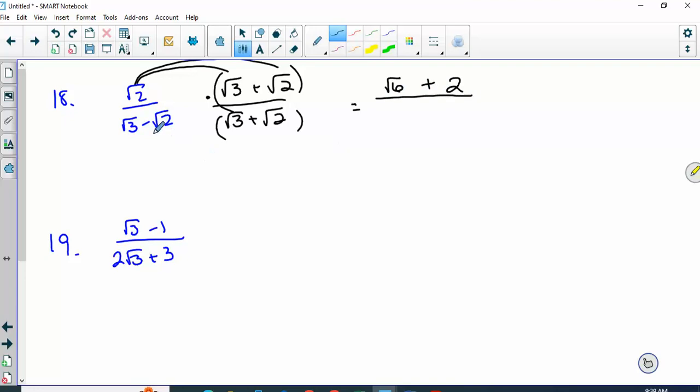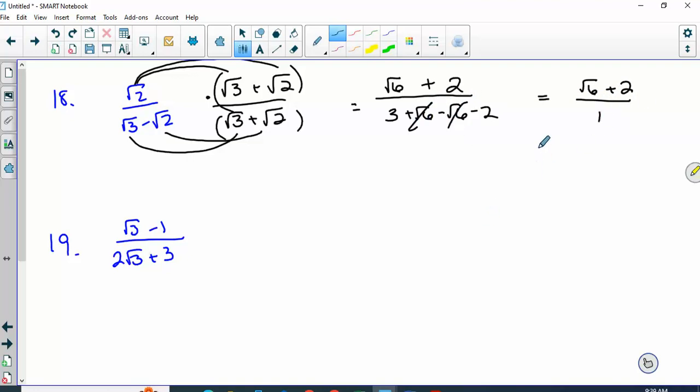On the bottom, when you FOIL, you get 3 plus radical 6 and minus radical 6. So if you don't even write those, it's okay. That's why we do conjugates. Minus 2. So on the bottom, 3 minus 2 is just 1. Or you can say it's square root of 6 plus 6.